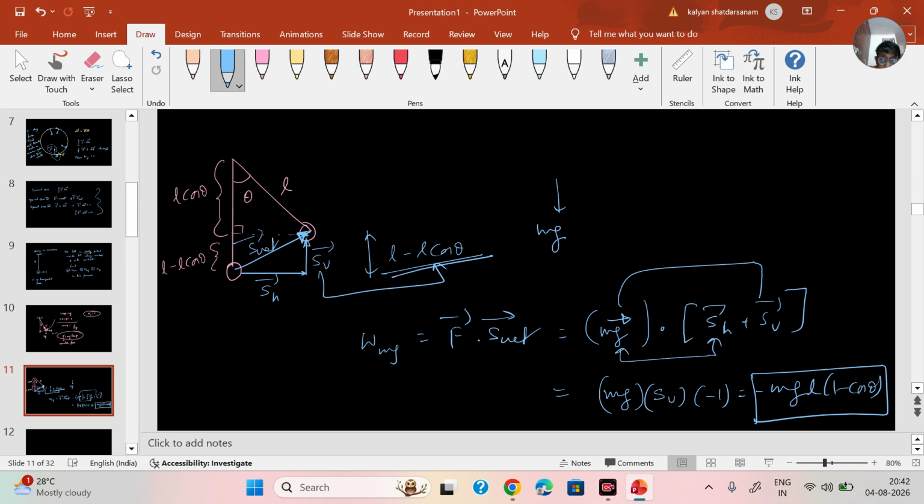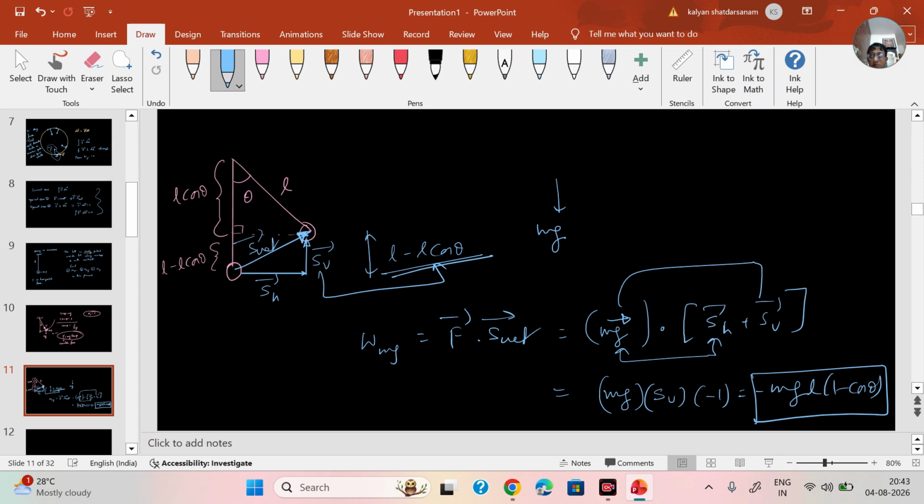I used F dot S and I split S for convenience into horizontal and vertical. Horizontal displacement doesn't yield any work because mg is perpendicular to it. Vertical displacement will give some negative work done by mg, negative work because mg is pulling down but the ball is going up. Okay, so mg is doing negative work. So tension did 0 work, mg is doing a negative work.